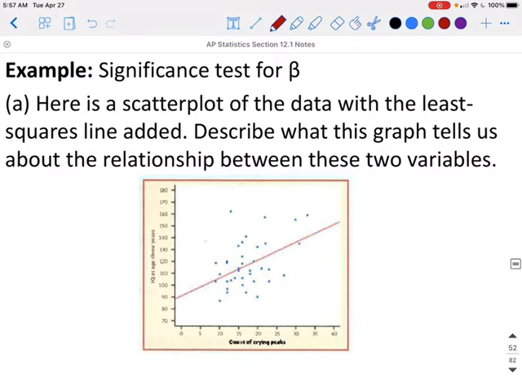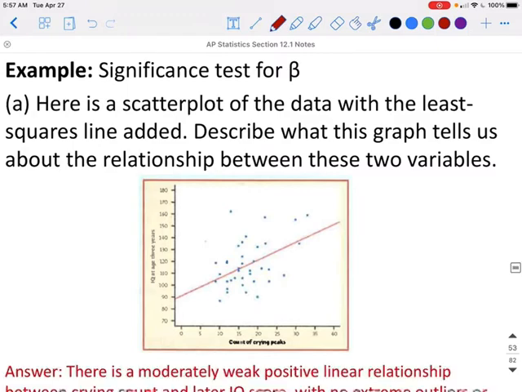Here's a scatter plot of the data with the least squares line added. Describe what this graph tells us about the relationship between the two variables. Looking at the scatter plot, there is a moderately weak positive linear relationship between cry count and later IQ score, with no extreme outliers or potential influential observations. It appears that children who cry more vigorously tend to have higher IQs.